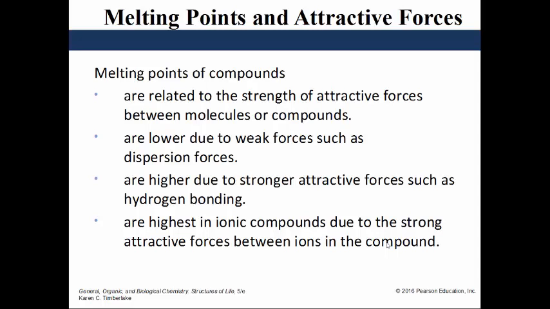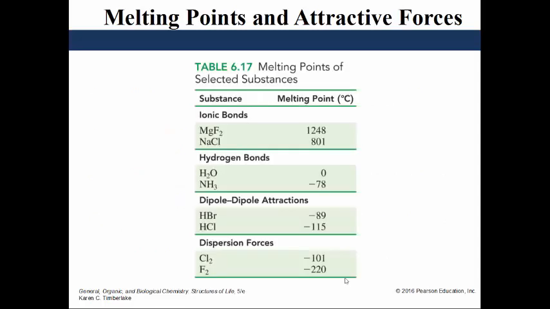so that melting point will be fairly low. And melting points will be higher if you have the stronger types of attractive forces, such as hydrogen bonding. The highest melting points are going to be found in ionic compounds due to the strong attractive forces between the ions within that compound.